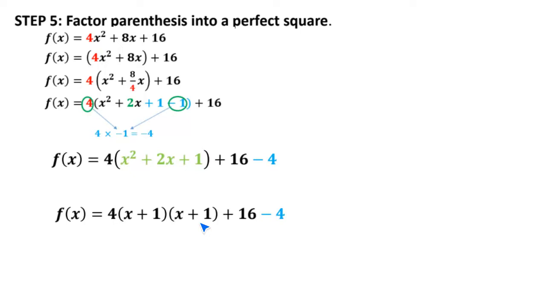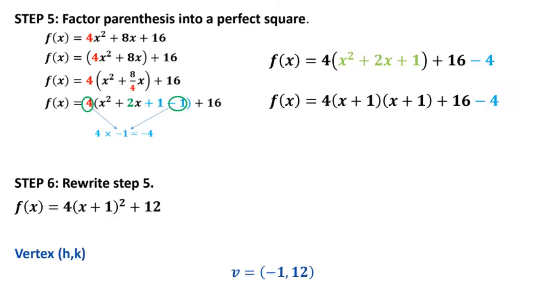Now, let me explain where we got this negative 4. Well, we had added a plus 1 and a minus 1. But if you recall, we had factored out a 4, and we're taking it out of the parentheses. So we have to multiply that 4 back into that negative 1 if we want to get it out of the parentheses. So 4 times the negative 1 is where we get the negative 4. Okay? So now you can see that the x plus 1 times x plus 1, we can rewrite as x plus 1 squared, and the negative 4 plus the 16 is going to give me the plus 12.